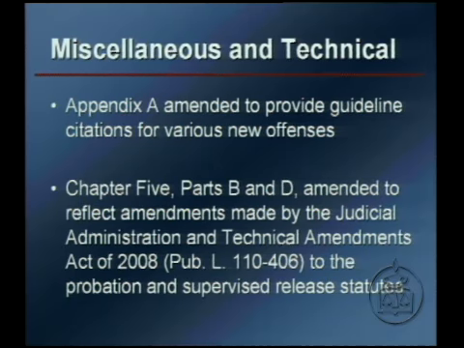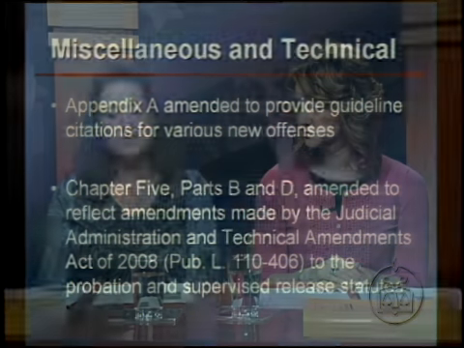Also, please note that in the guidelines at Chapter 5, Parts B and D, which are the sections addressing probation and supervised release, there have been some changes made to reflect amendments that were made by the Judicial Administration and Technical Amendments Act of 2008. And that act amended the probation and supervised release statutes. So there are some changes in those particular sections regarding the conditions of confinement for the purposes of probation and supervised release that you'll want to make note of.